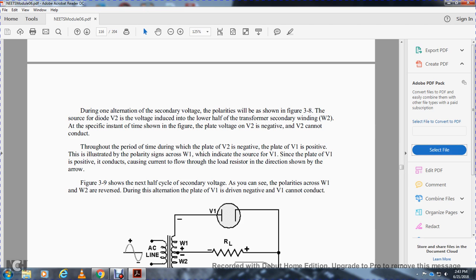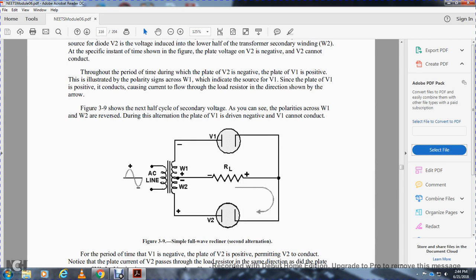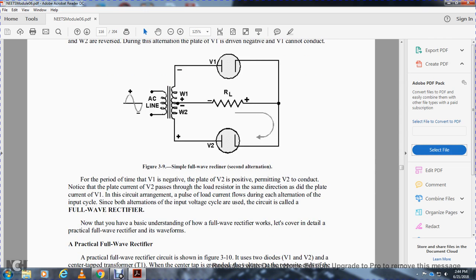Figure 3B shows the next half cycle of secondary voltage. As you can see, the polarities of winding 1 and winding 2 are reversed during this alternation. During this alternation, diode 1 cannot conduct. It's either one or the other, diode 1 or diode 2. For this period, the plate of diode V1 is negative and the plate of V2 is positive, permitting V2 to conduct. Notice the current from the plate of V2 passes through the load resistor in the same direction that it did for V1.